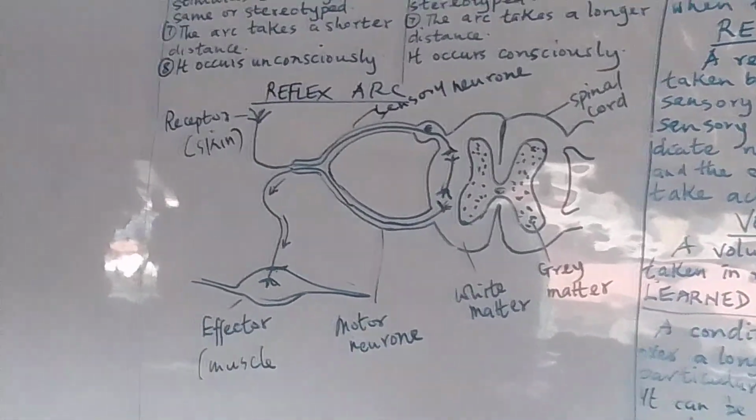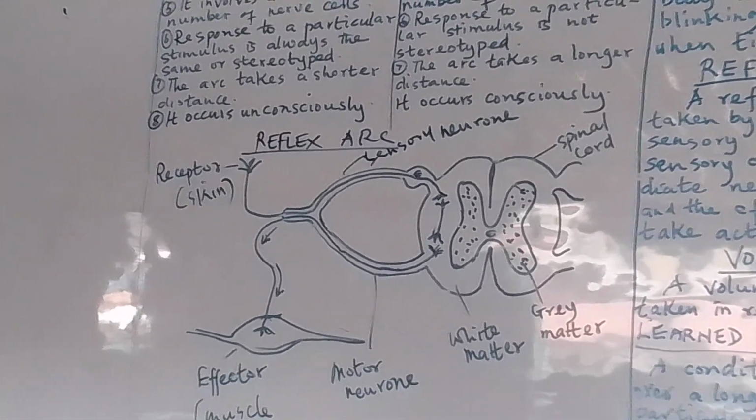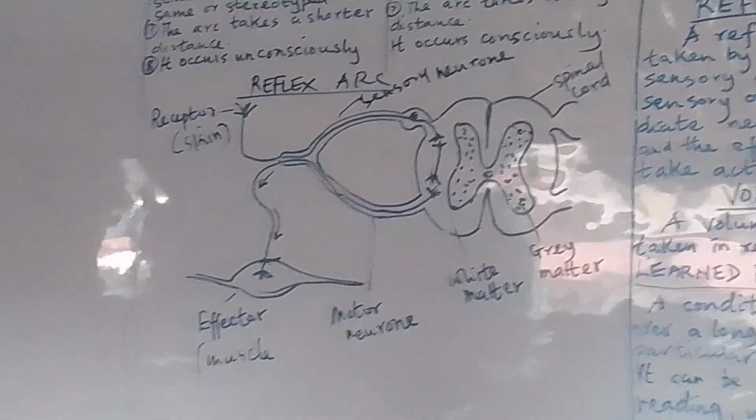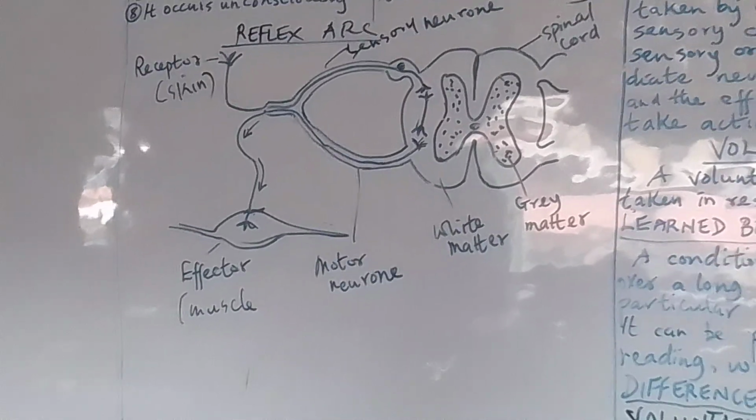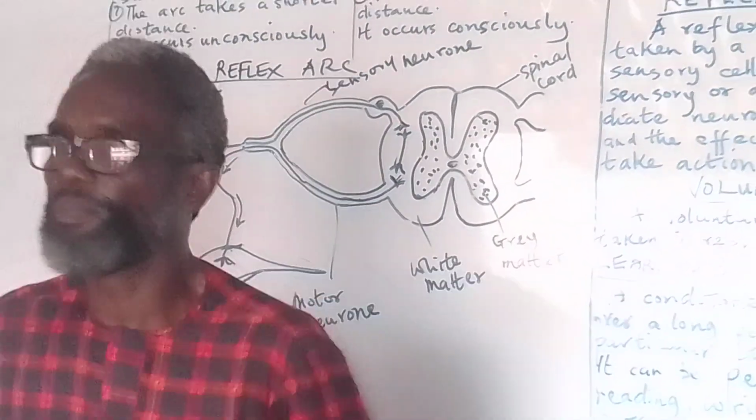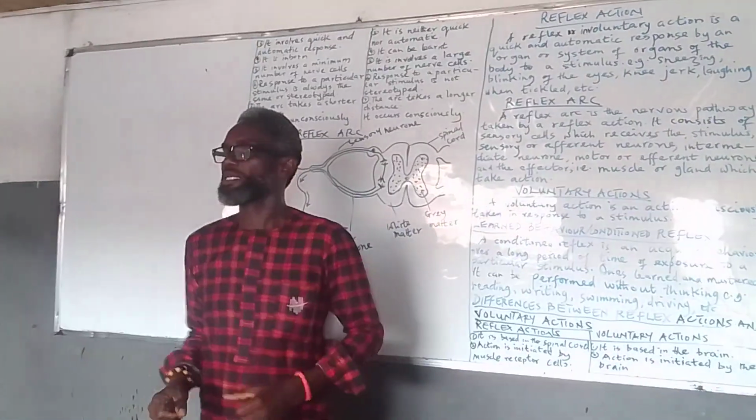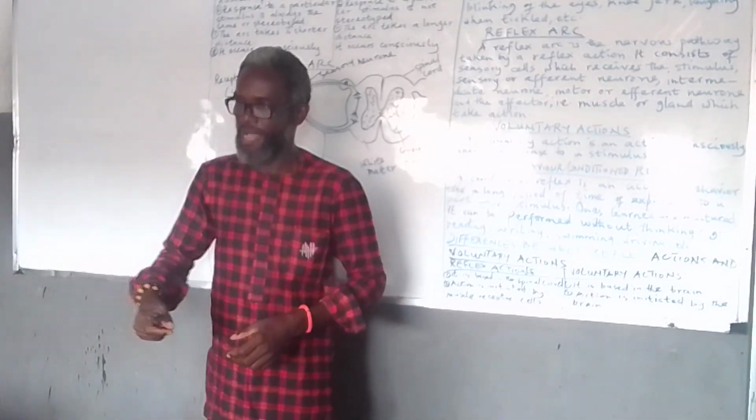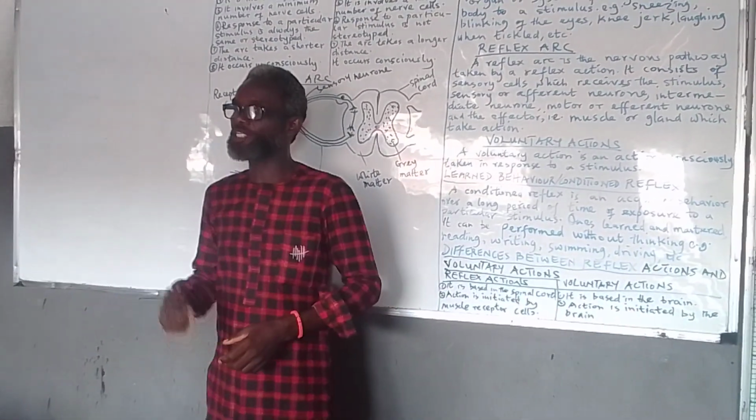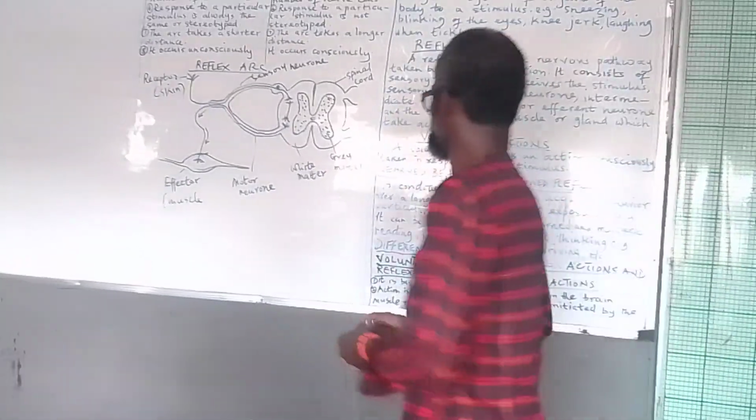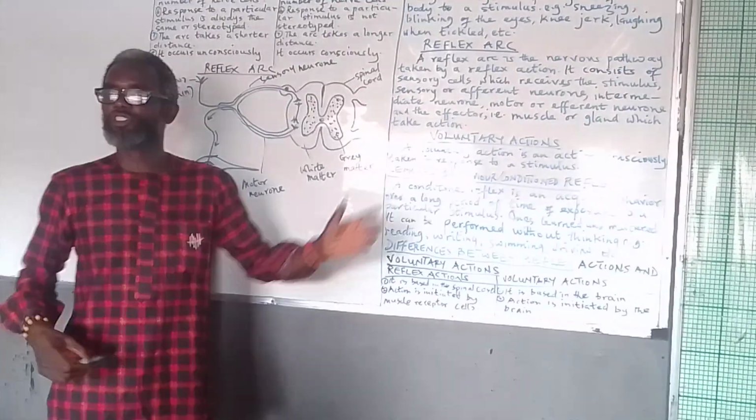So we have the voluntary action. Voluntary action is an action consciously taken to respond to a stimulus. You know what you want to do. I want to walk. I want to jump. I want to dance. Voluntary because something you are doing through willpower. You have a control over. It's called voluntary action.